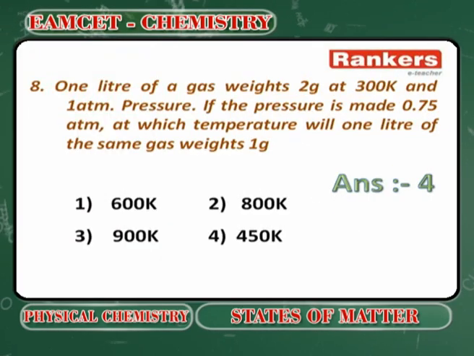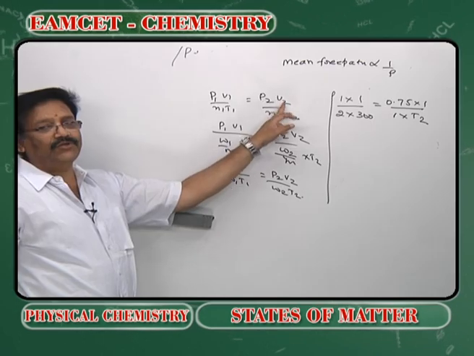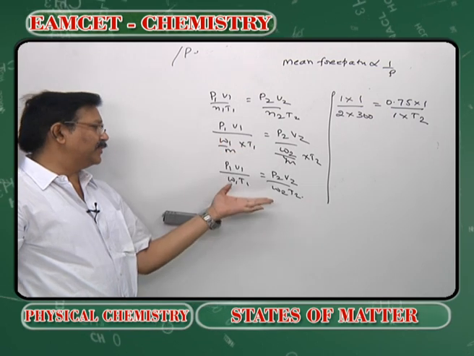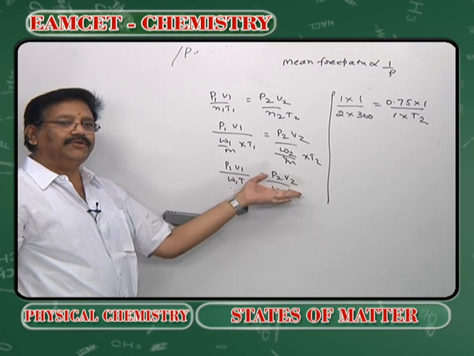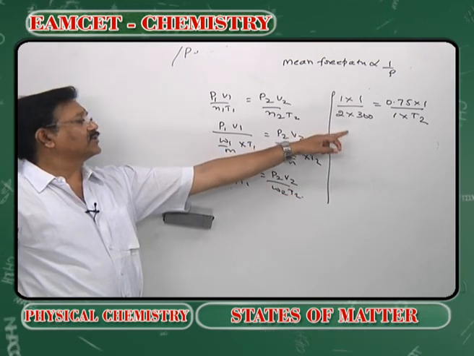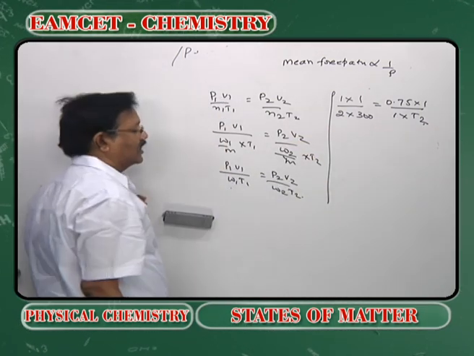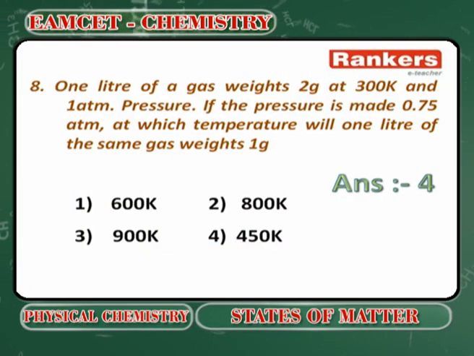The option is 4. So P1 V1 by n1 T1 is equal to P2 V2 by n2 T2. For the same gas, the equation reduces to P1 V1 by W1 T1 is equal to P2 V2 by W2 T2. On solving, we get the T2 value as 450 Kelvin. Next question.